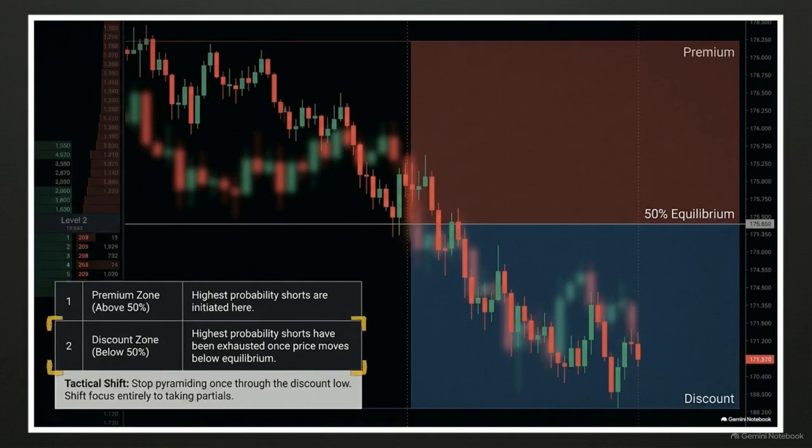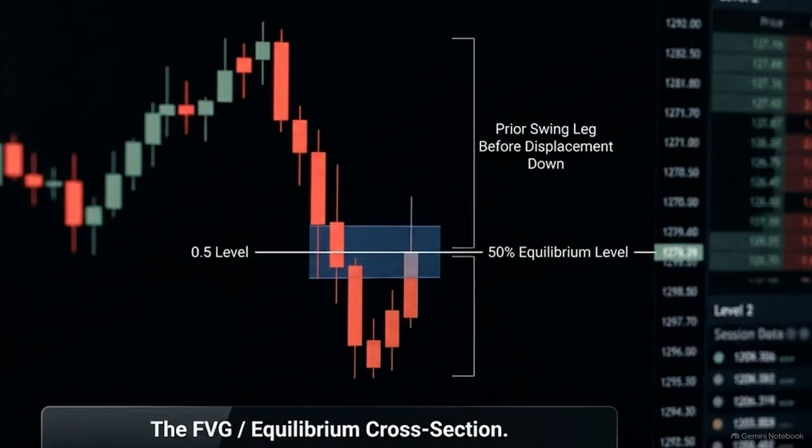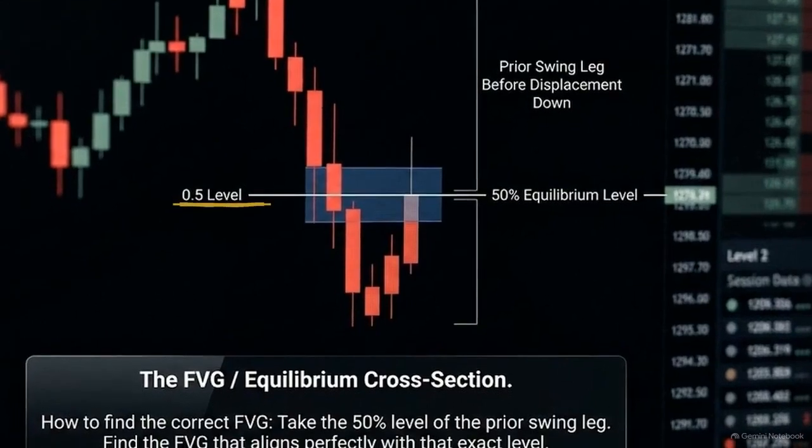Below the equilibrium is the blue discount zone. Down here, high probability shorts are completely exhausted. Initiating new short positions in this blue area is strictly forbidden. Look closely at this cross-section. The precise entry requires a specific price action signature, like a fair value gap, that aligns perfectly with that 50% threshold. You rely on strict mathematical geometry, waiting patiently for the market to retrace upward and meet your structural requirements.